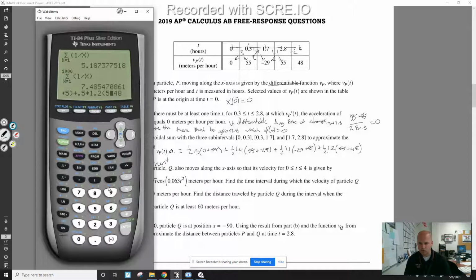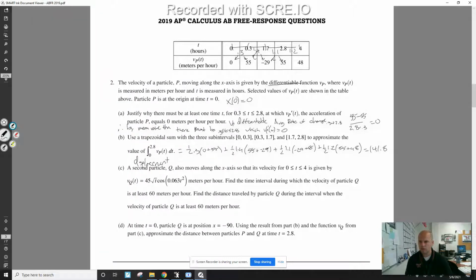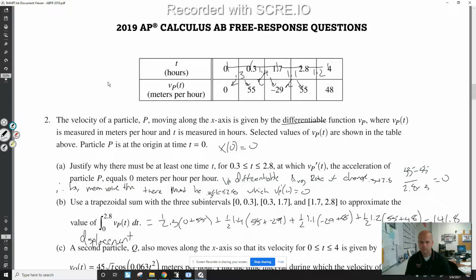Why does it not do 2 Fox when I click twice? Okay, and I get 141.8. I should be zoomed in on this. That'll be easier.